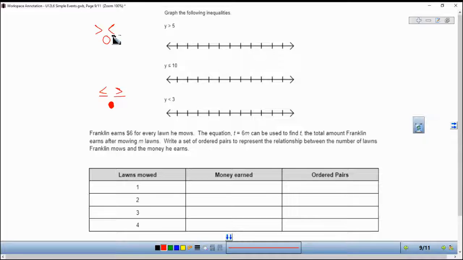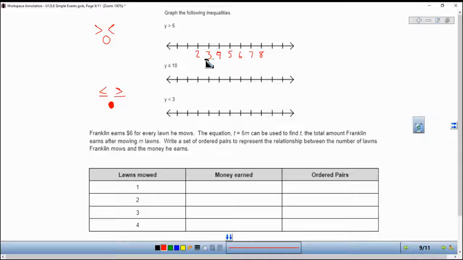If we don't have the "or equal to," it's going to be an open dot there. All right, y is greater than 5. So we're going to start with 5 in the middle. We can do maybe 3 on each side. I'm not going to number this entire number line just for the sake of time, but you could if you wanted to.